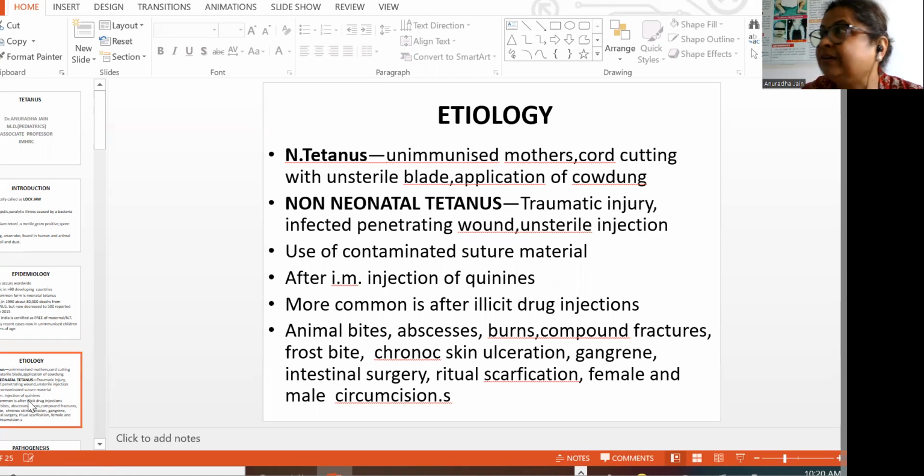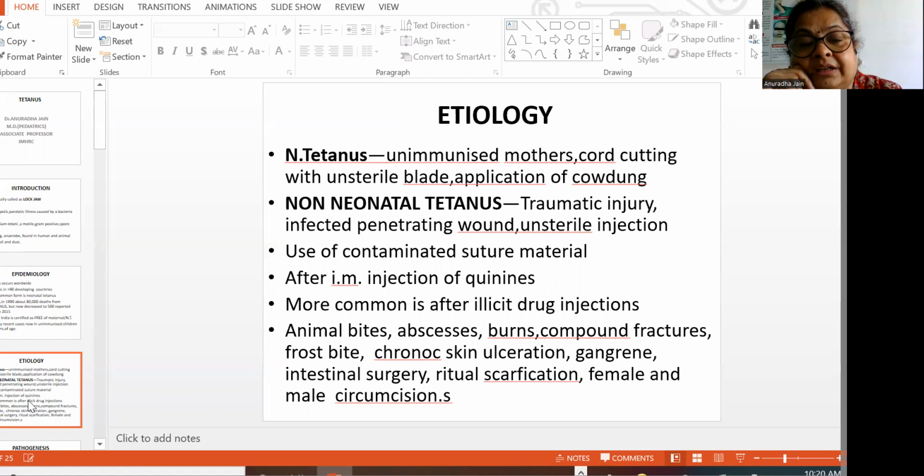Etiology: neonatal tetanus occurs in neonates whose mothers are unimmunized during pregnancy and before. Also, cord cutting is done with unsterile blades, then application of cow dung and soil. Because of all these unhygienic practices, neonates used to get neonatal tetanus.